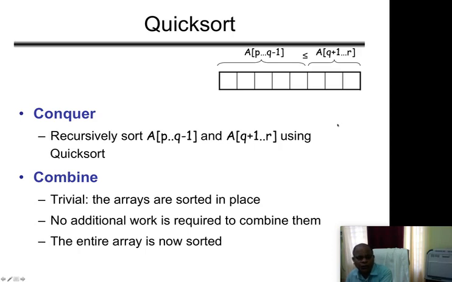Now then conquer. Conquer means in this case we recursively sort the left sub-array and the right sub-array using the same Quicksort. That means it will go on dividing until each sub-array has a single element, which is by default sorted. And then we do combining. Combine in this case is trivial, since the elements are already placed in their positions. By default it is combined and requires no time.